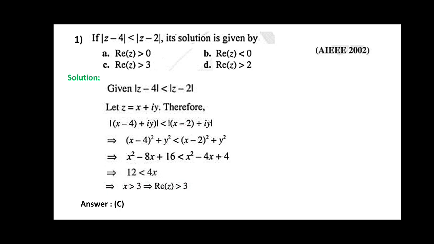Let us go for the second question. The argument of the complex number minus 1 minus i root 3 is. The options are: option A is 2 pi by 3, option B is pi by 3, option C is minus pi by 3, and option D is minus 2 pi by 3. So let us see the solution to find the argument of z.